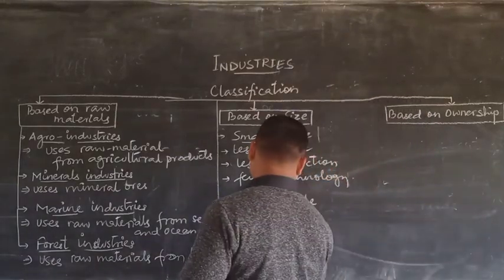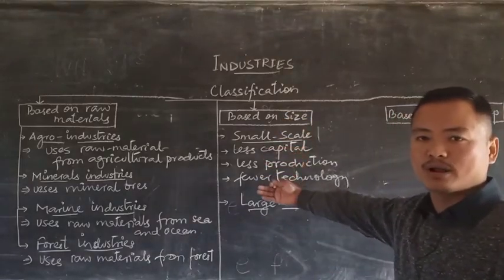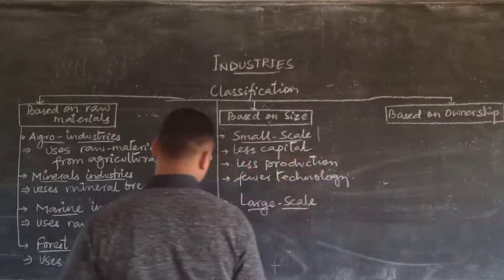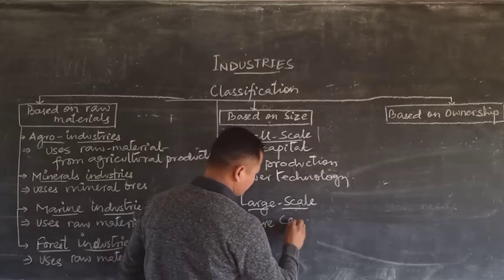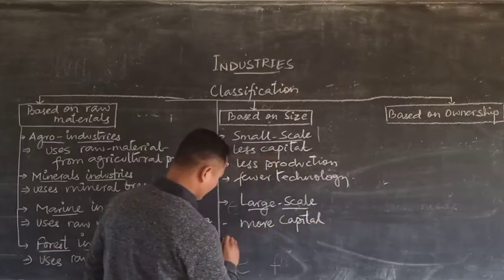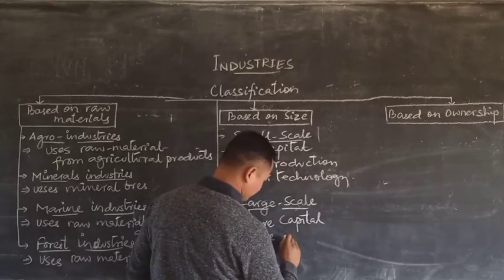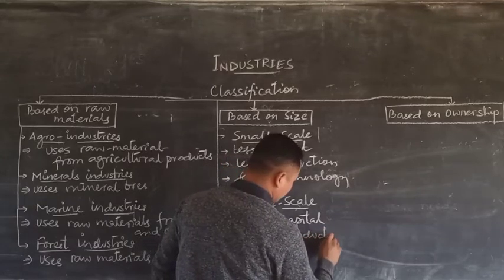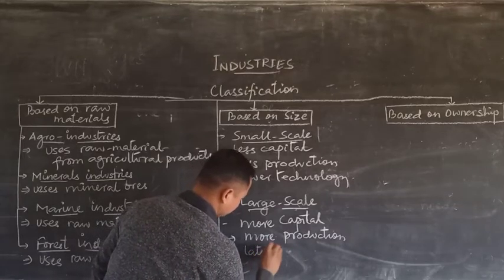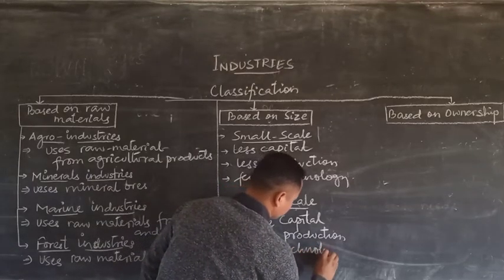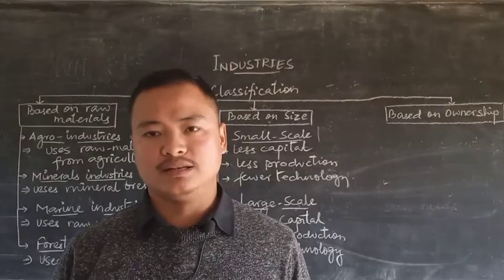Now coming to the large scale industry, as opposed to small scale industries where everything from investment till production is so less, here in large industries you find more investment, more capital invested, production is higher as compared to the small scale industries, and also there is an introduction of the latest technology. So this is where we get to see the large scale industries and small scale industries.